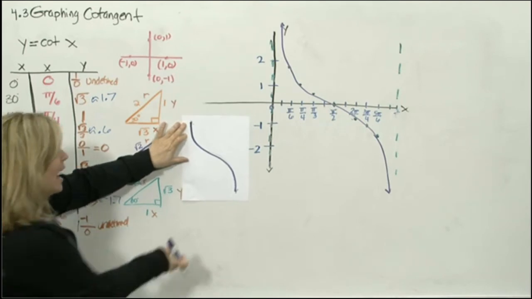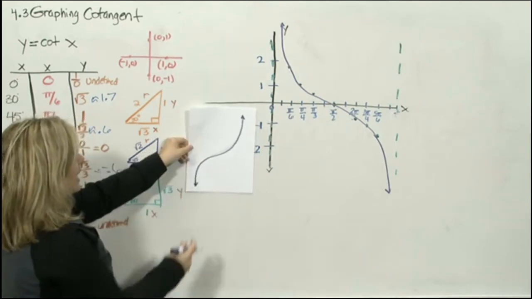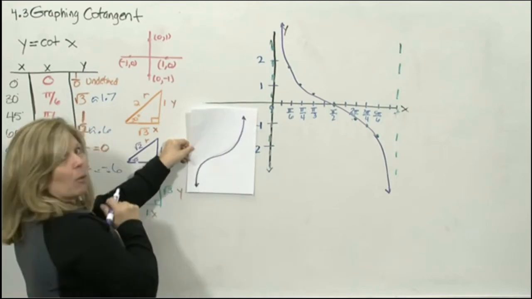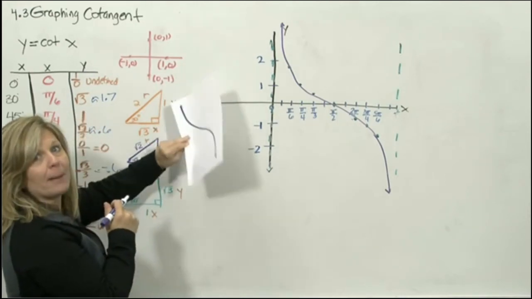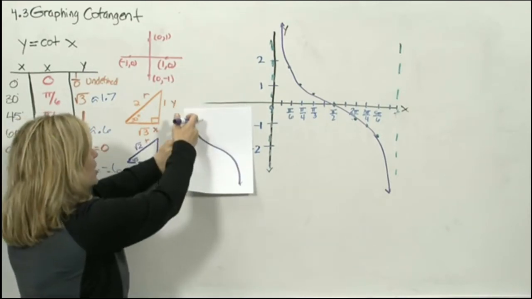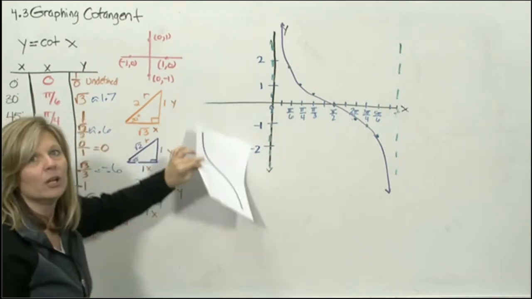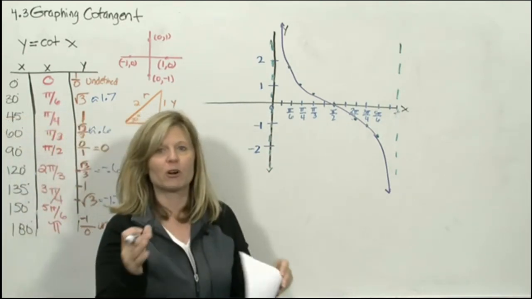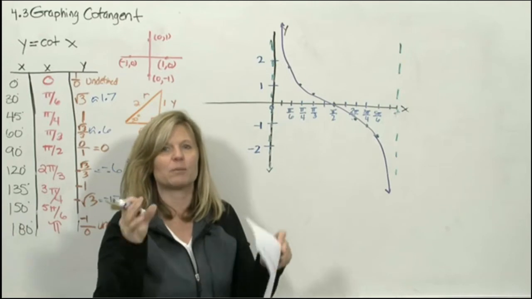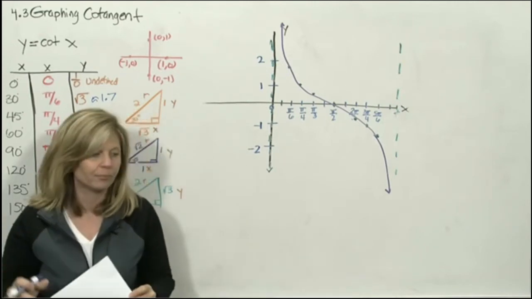So the same thing applies. Watch. There's tangent, left to right, going up. I'm going to flip the paper. There's cotangent, left to right, going down. So our graphs still preserve that connection between tangent and cotangent.